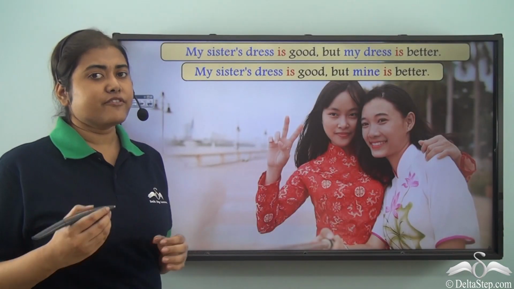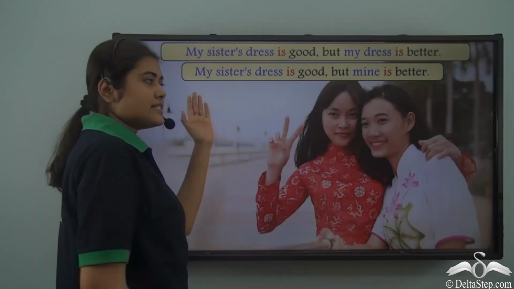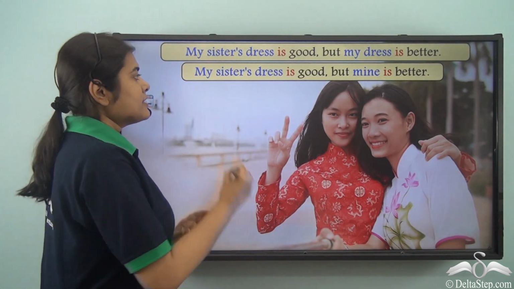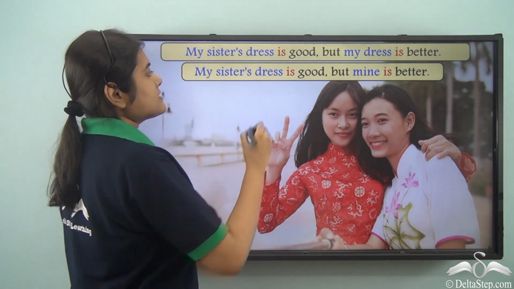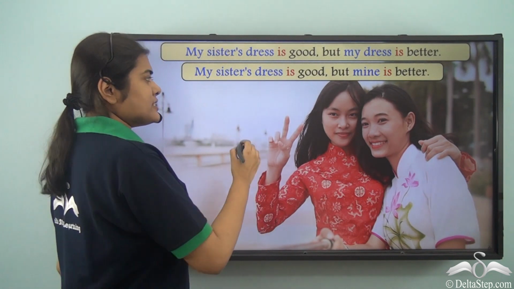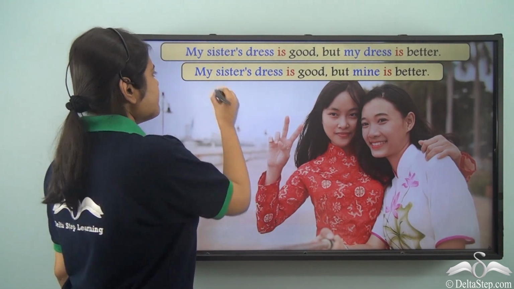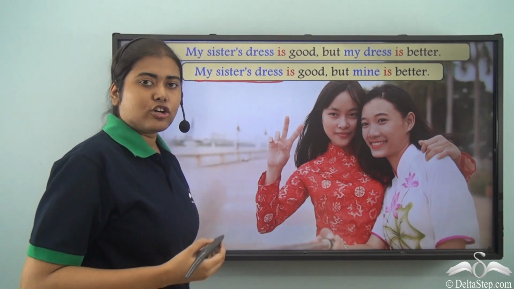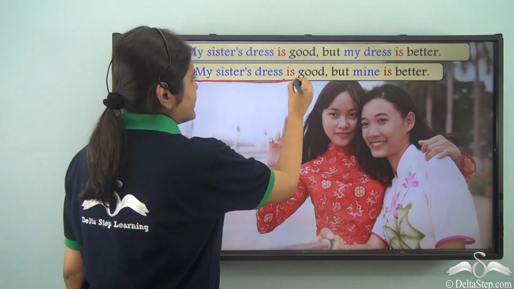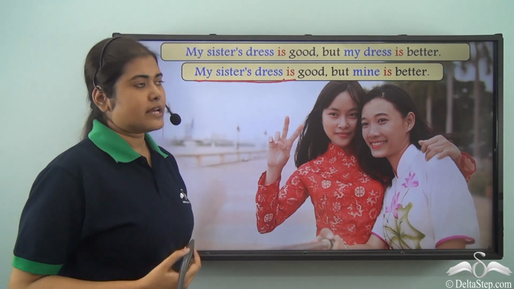Now here we have something very important to note. This sentence has two parts. The first part is my sister's dress is good. Now in this part there is no complication. Why? Because my sister's dress is already a singular subject. So accordingly we have used a singular verb is.